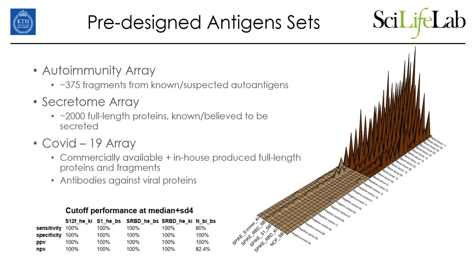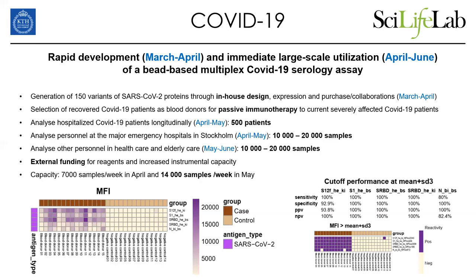Right now, we're working on the COVID-19 array, consisting of commercially available plus in-house produced full-length proteins and fragments, or rather produced at the Human Protein Atlas Protein Factory, so to speak. And for this, we'll be using them to screen for antibodies against viral proteins. The goal is to generate about 150 variants of these proteins and then, over the spring and early summer, analyze personnel at all the major emergency hospitals here in Stockholm, and then also move on to other personnel in healthcare and elderly care.